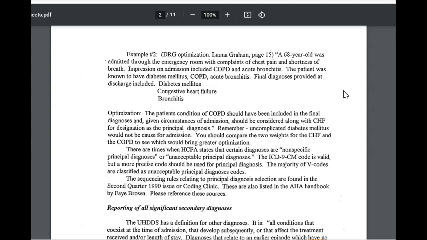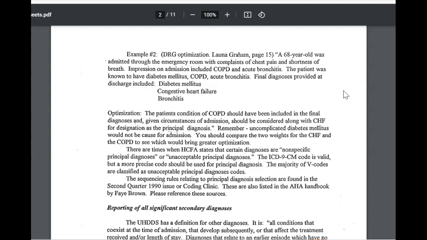So here we have a 68-year-old admitted through the ER with chest pain and shortness of breath. The impression included COPD with acute bronchitis. The patient is known to have diabetes, COPD, and acute bronchitis. The final diagnosis included diabetes, CHF, and bronchitis.